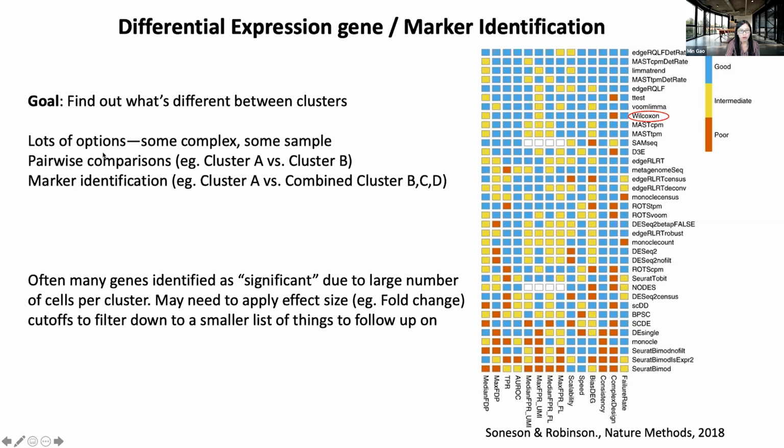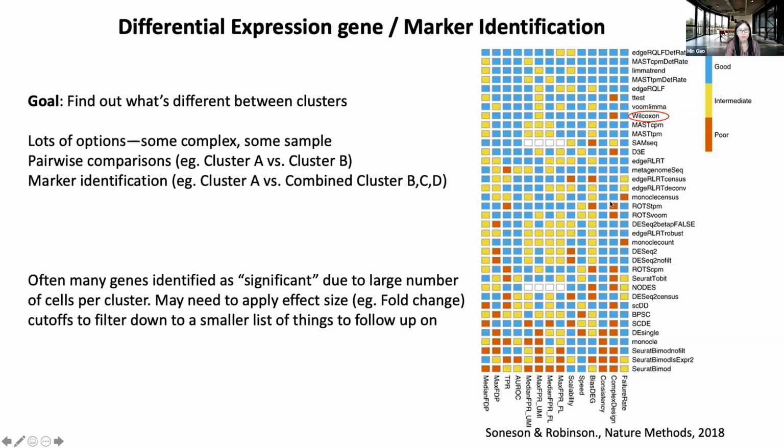There are lots of options. These include the pairwise comparison, such as cluster A compared to cluster B, and also the marker gene identification. That means, for example, cluster A compared with all other clusters. Sometimes we can get a long list of candidate marker genes, so we need to use the p-value or log fold change to filter these marker genes.